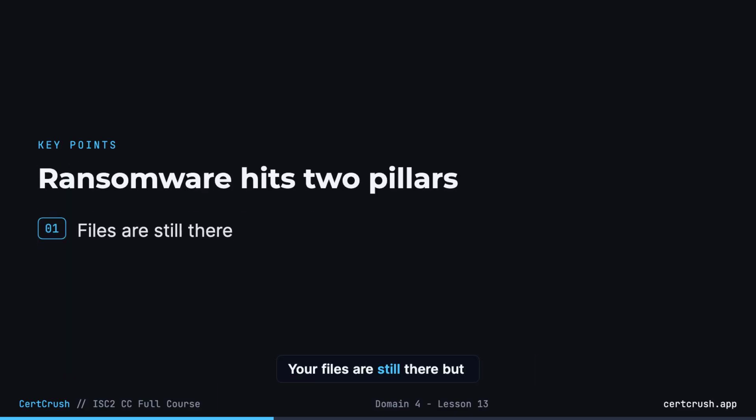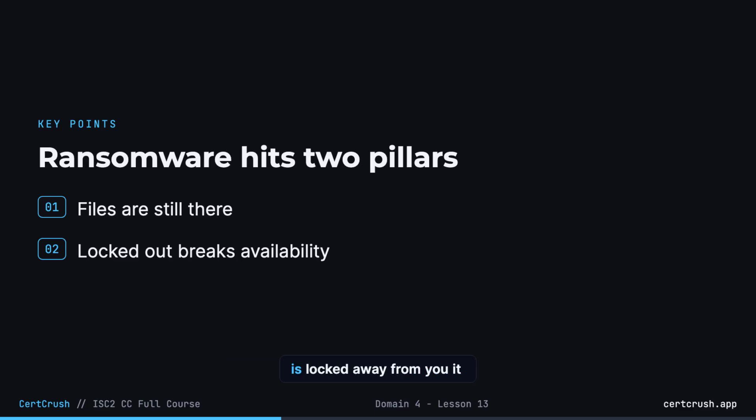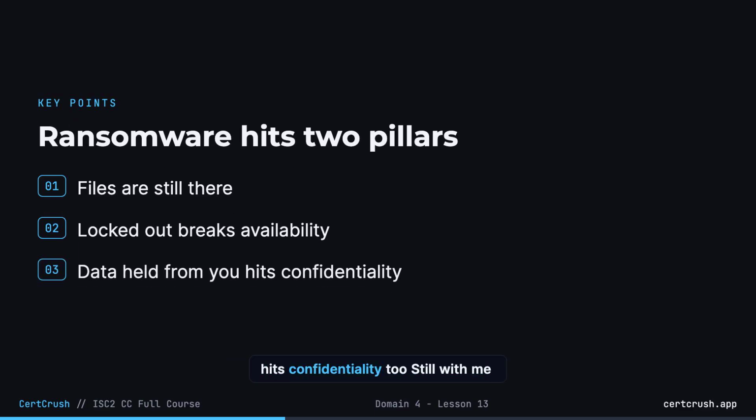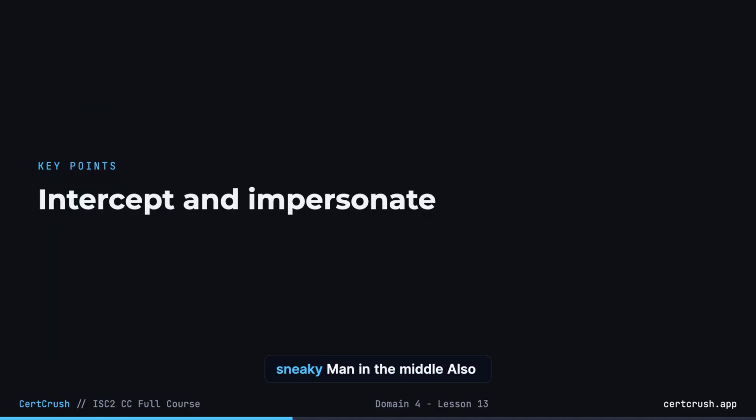Quick throwback. Which pillar does ransomware hit? Your files are still there, but you cannot open them, so it wrecks availability. And because your data is locked away from you, it hits confidentiality too. Still with me? Good, because the next one is sneaky.